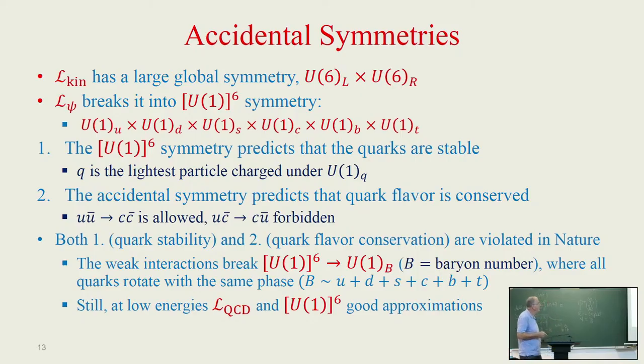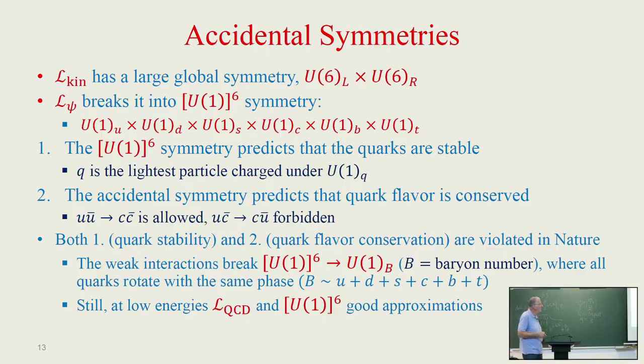We said that the lightest particle charged under a symmetry is stable. Now, each of the quarks is the lightest transforming under the U1Q. Bottom is the lightest transforming under U1B. And so this predicts that all of them are stable, and it does not allow off-diagonal things. So U U bar goes to C C bar is allowed because the initial state does not have any charge under any of the symmetry.